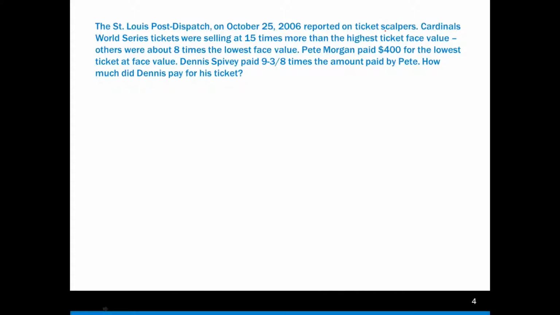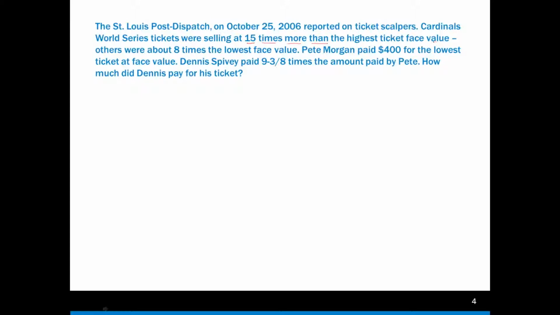Cardinals World Series tickets were selling at 15 times more than the highest ticket face value. Right? Well, I don't care if they're Cardinals, World Series, Bears, Yankees, Mets, whatever, right? What's important to me is that it's 15 times more than the highest ticket face value. Now, I don't know if I'm going to use that information, but it's just something to store in the back of my head.